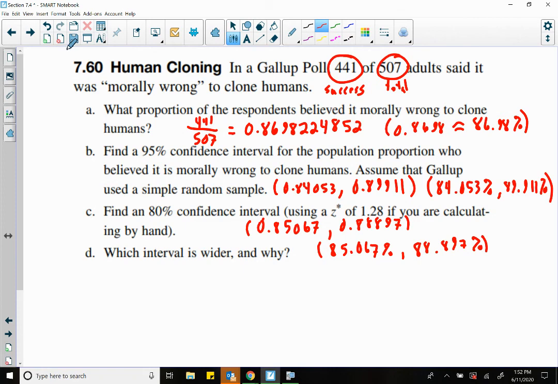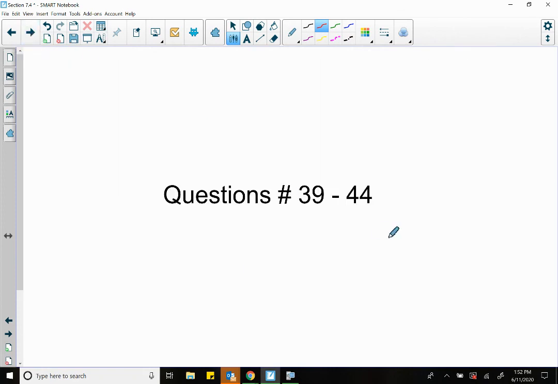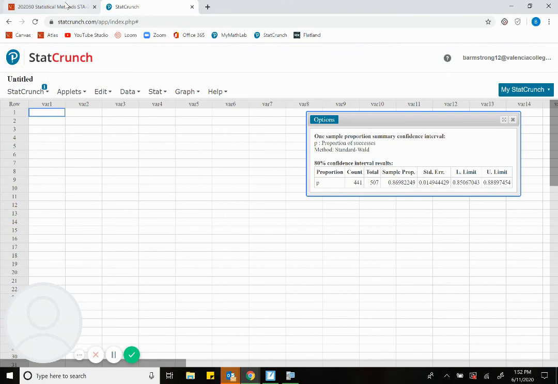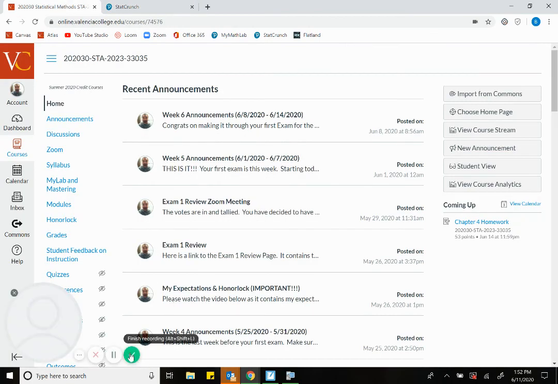So there you go. That's what 7.4 is going to be like. There are your questions that complete Chapter 7. And I wish you luck and fun as you find confidence intervals. You stay classy, statistics students.